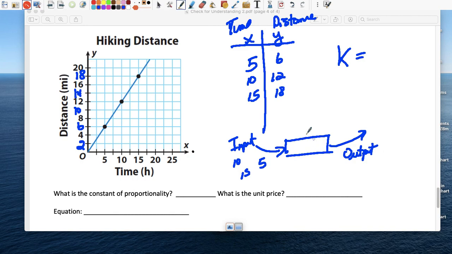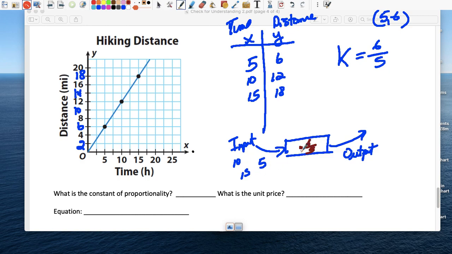So what is happening inside? Well, what's happening to 5 to get to 6? What's happening to 10 to get to 12, and 15 to 18? Constant of proportionality, y over x. So let's pick 5 and 6. If you use 5 and 6 to figure out your constant of proportionality, you're going to do 6 over 5. That's it. So it's times 6 over 5.